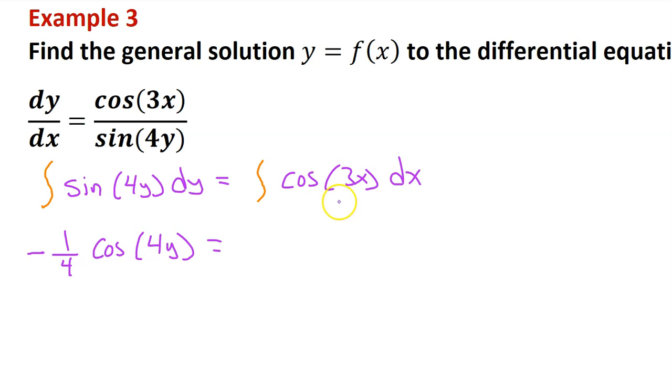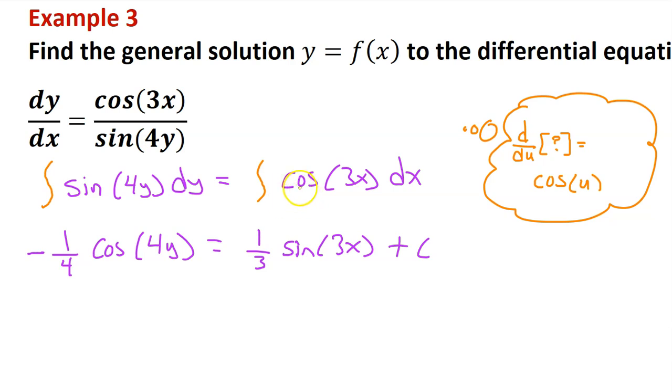Let's find the antiderivative of the right-hand side using u substitution again. In this case, u is 3x and u prime is 3. You can take the integral with respect to u instead of dx as long as you divide by u prime first. So that's why I'm going to have a 1/3 in the front. Now, the integral of cosine u is sine u plus c.